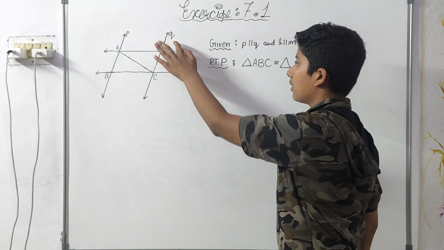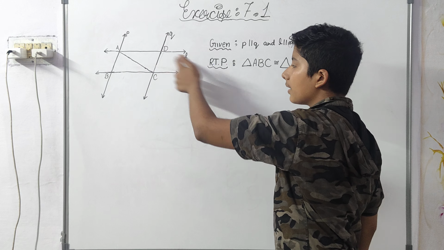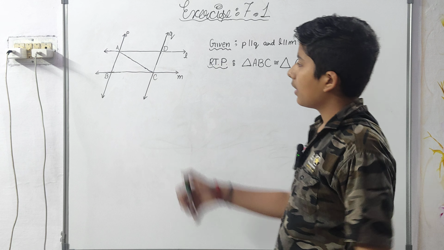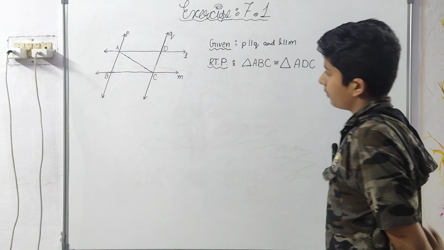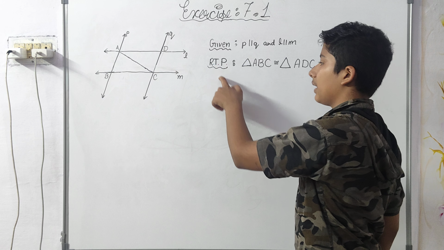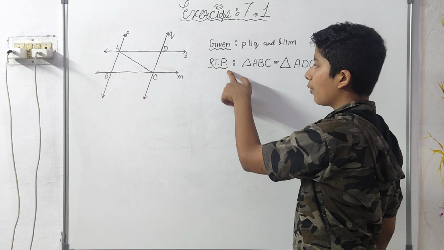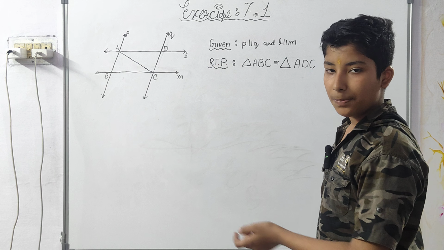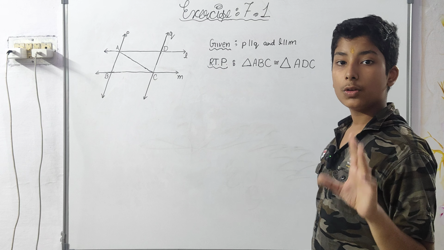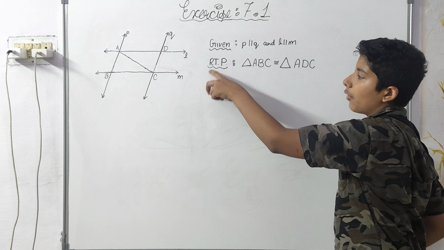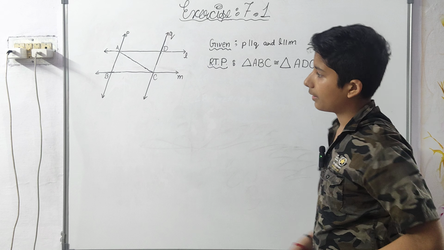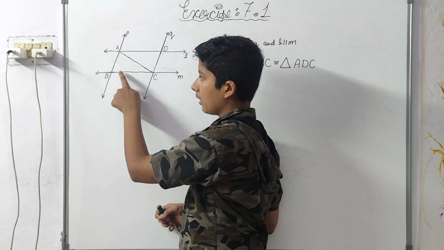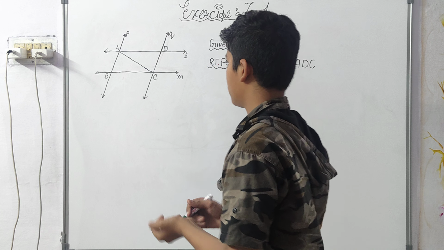So these two lines are parallel in this given diagram. RTP means required to prove. You must have seen this in my previous videos, so don't get confused. It is required to prove: the triangle ABC is congruent to triangle ADC. This means this triangle is congruent to this triangle.